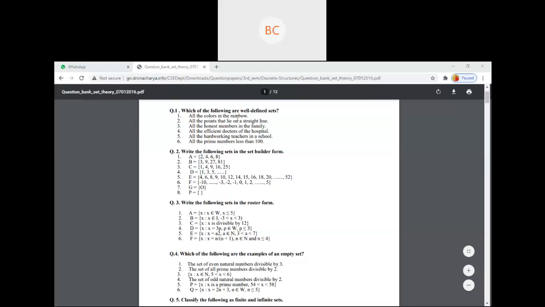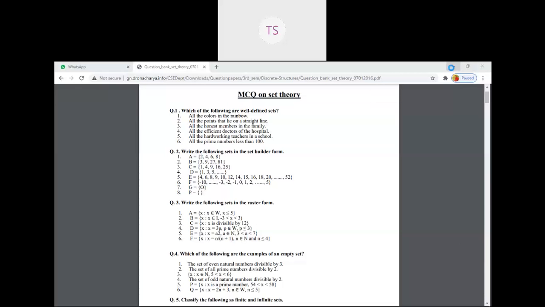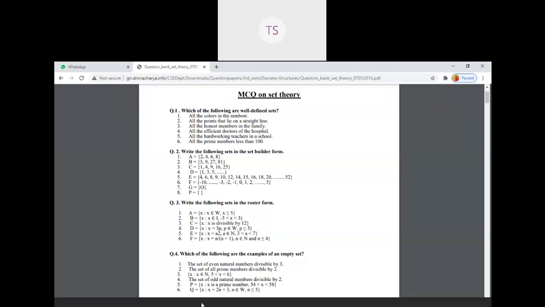Is it clear? How can I relate these numbers? Just wait, I'll show you. Now, in this way, you can write the sets in set builder form.